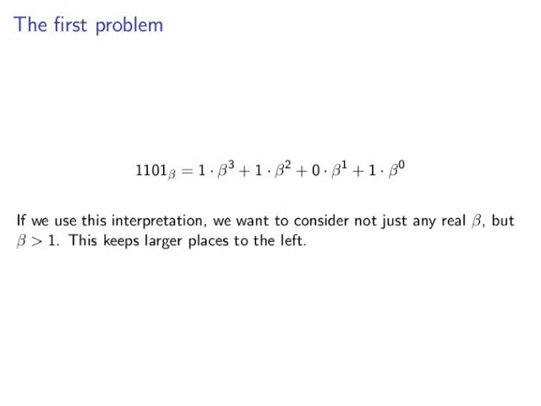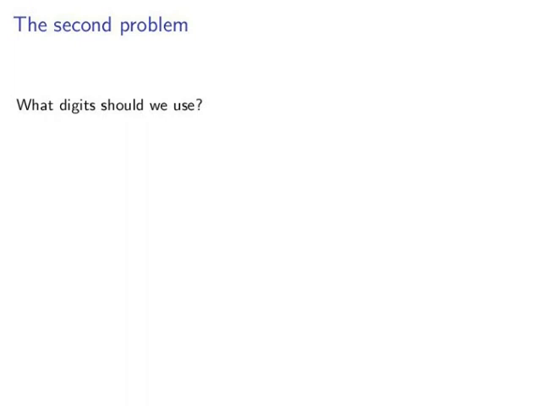By the way, there are such things as negative beta expansions, but let's not worry about them here, they're complicated. The second problem that comes up is trying to understand which digits we should use.